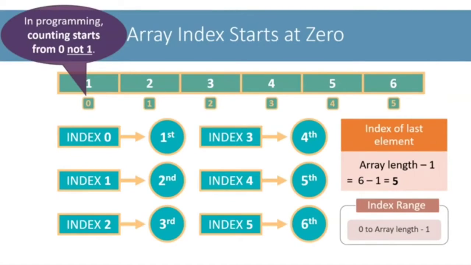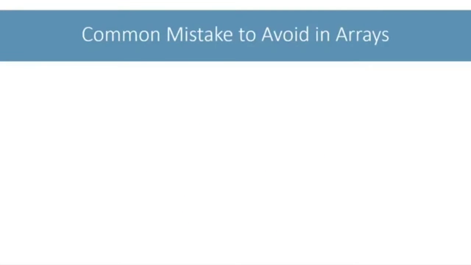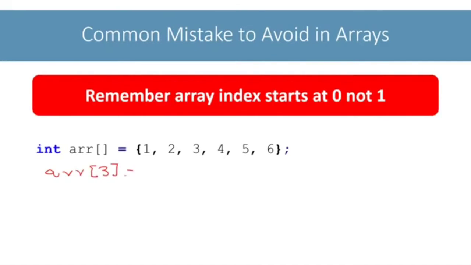We will use this a lot while accessing array elements within a loop. The fact that array index starts at 0 and not 1 is very important. Forgetting this is the most common mistake students make in arrays. In maths, you usually start counting from 1, so you are used to that. For example, to access the third element of this array, you will write ARR[3]. This will give you the fourth element of the array and not third, as array index starts at 0.